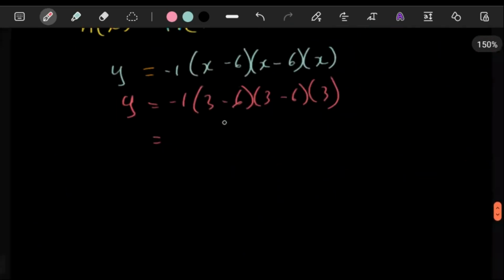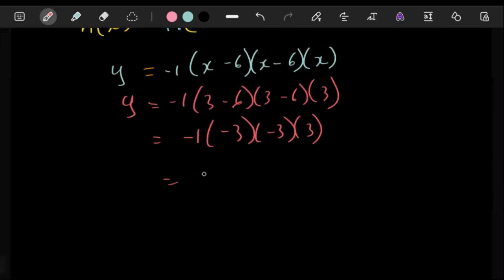So 3 minus 6 is negative 3, and then you're going to get another negative 3 here, and a 3 there. So this is going to be a plus. A negative and a negative is a plus, times a negative, it's a negative. So this is negative 27. That's what y is. We've just worked out a value of y for this.